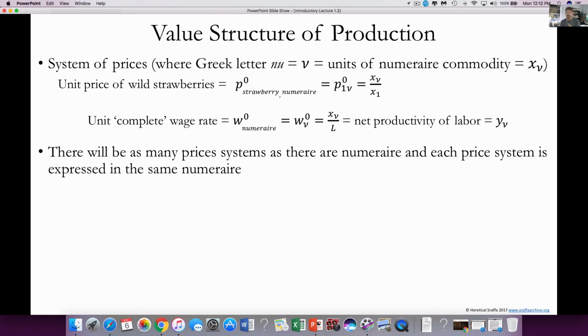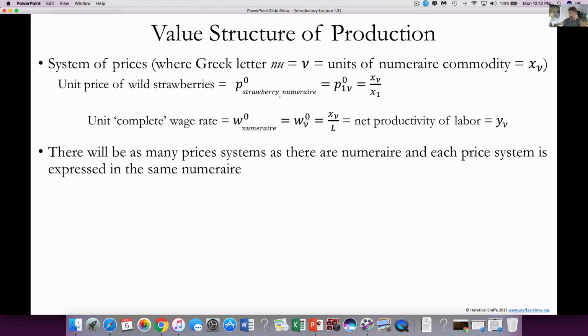There'll be as many price systems as there are numeraire, and each price system is expressed in the same numeraire. I mean, you can have an infinite number of price systems. So let me be clear. What we're going to be doing here is developing our numeraire first in terms of our real sector. So we're going to have wild strawberries as a numeraire, and we're also going to consider when labor is a numeraire. And so that's the idea here.